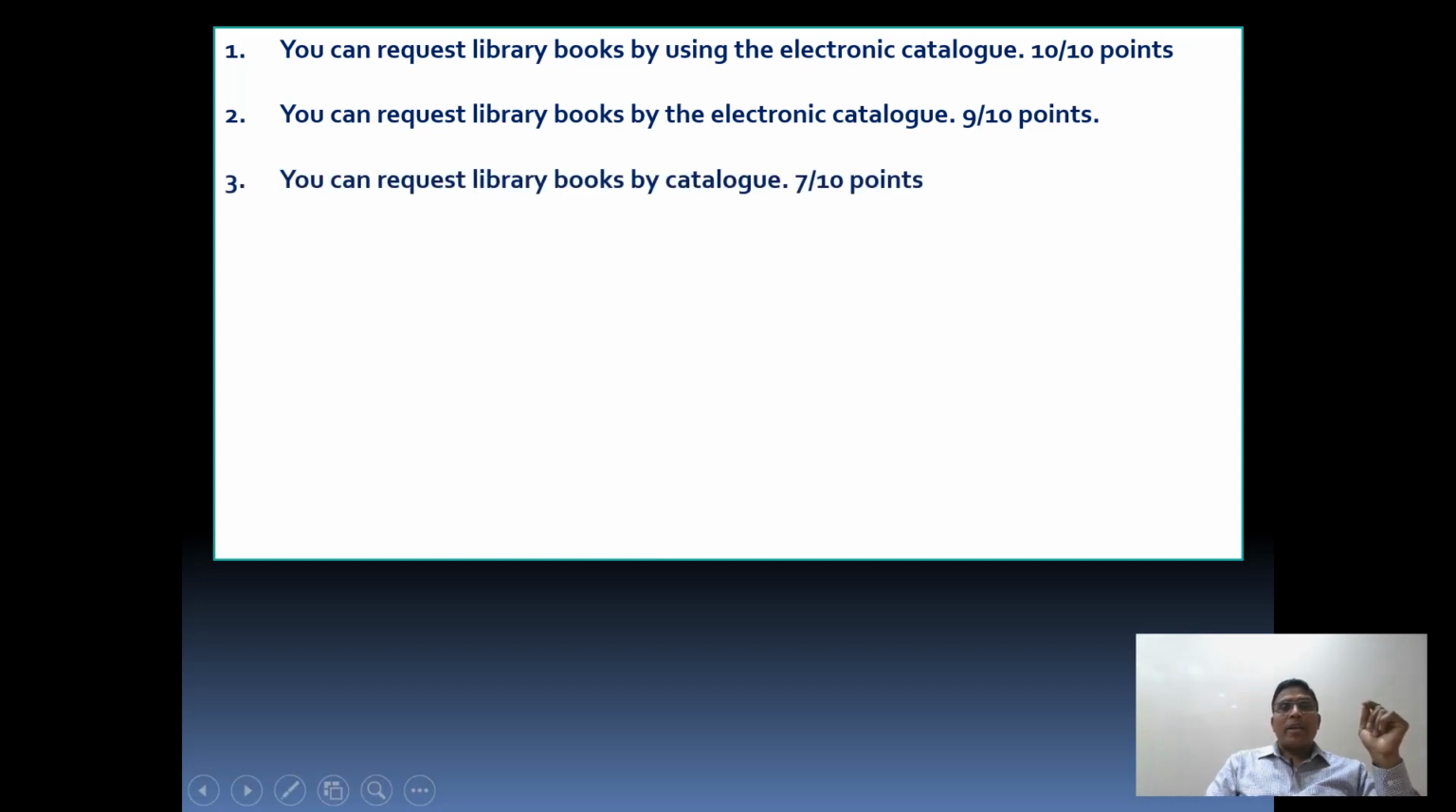Third scenario, maybe: "You can request library books by catalog." So here, what did I do? I dropped 2 words because I could not understand, or maybe I could not remember. So I missed out "using the." Even then, I'll get points because the sentence is grammatically correct. So as long as your response is accepted by the Pearson AI tool as grammatically correct, then any number of words that match the Pearson sentence, that many points we will get. If 7 words are matching, we'll get 7 points.